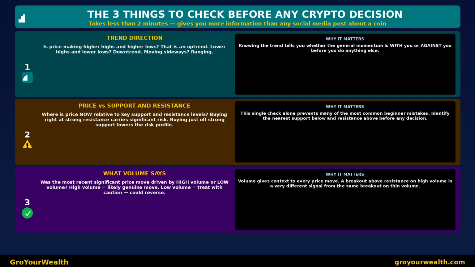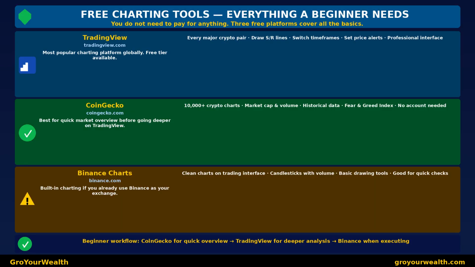You do not need to pay for charting tools. 3 completely free platforms give you everything a beginner needs. TradingView at TradingView.com is the most popular charting platform in the world. It is free to use, has every major crypto and stock market pair, and allows you to draw support and resistance lines, switch between time frames, and set price alerts.